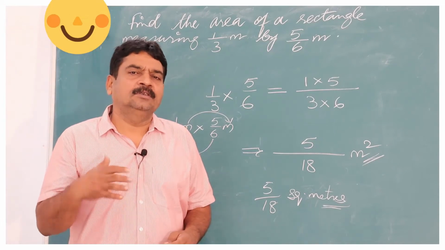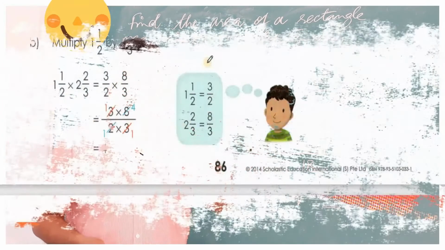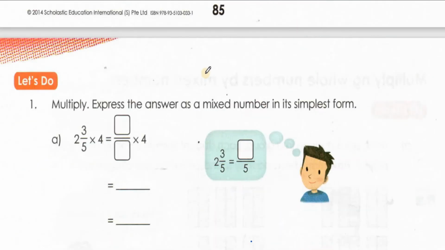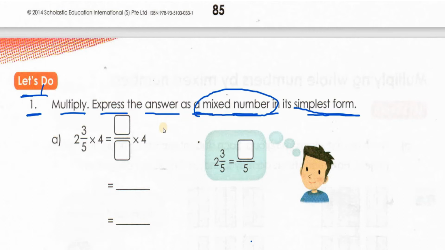Let's go now to the next problem. It is there on your screen. The page number 86. Let's do the first one. Multiply, express the answer as a mixed number in its simplest form. You have to express the answer as a mixed number in its simplest form. Let us do it.